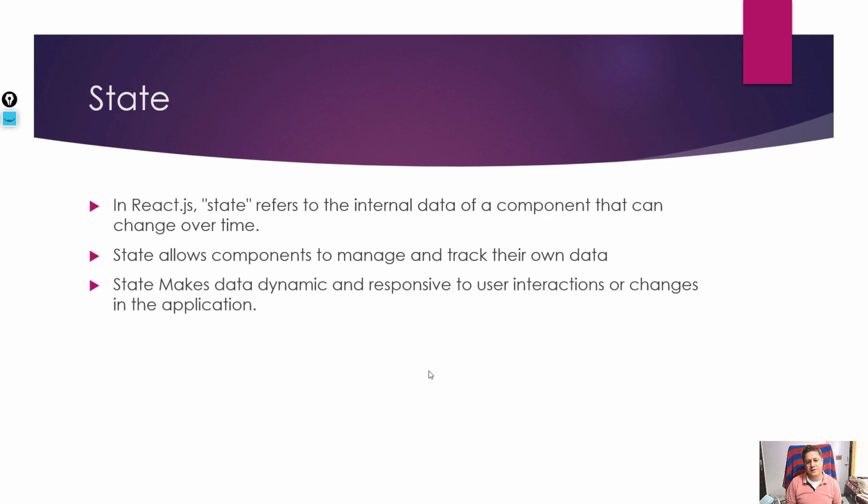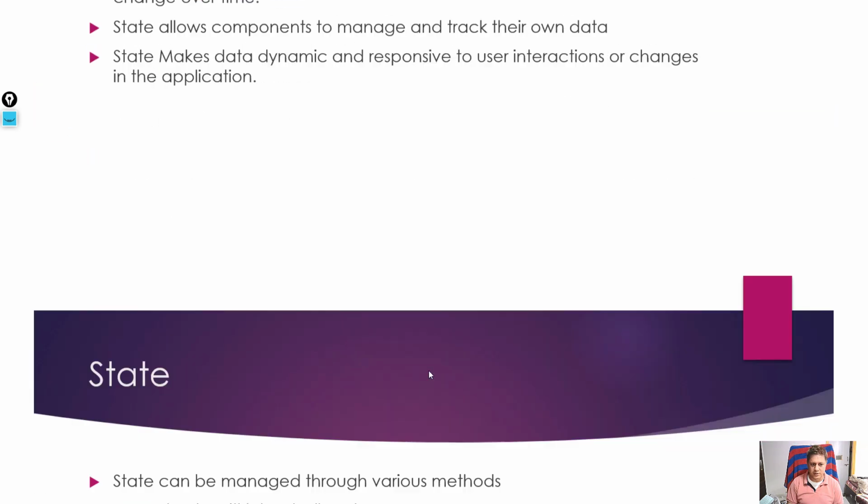So state makes data dynamic and responsive to user interactions, because if we update the state of the product count to 3, we know that we have to show that to the user as 3 only, right? Even though it changed from 1 and then 2 to then 3. So we can dynamically implement the state and display the data to the user accordingly.